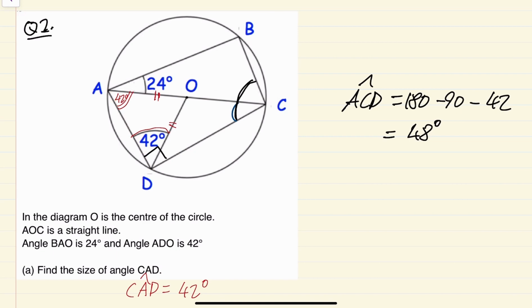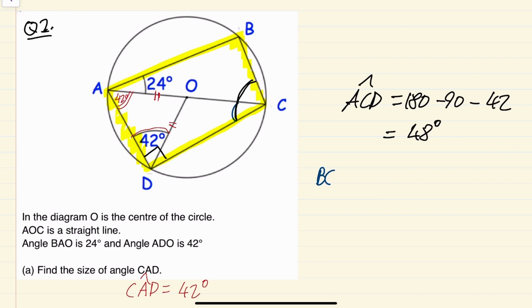BCD then is, if you look at this, you have got what's called a cyclic quadrilateral. So the four vertices, the four corners of the quadrilateral, are on the edges of the circle. So it's a cyclic quadrilateral. That means opposite angles in a cyclic quadrilateral are supplementary, which means together they add up to 180 degrees.